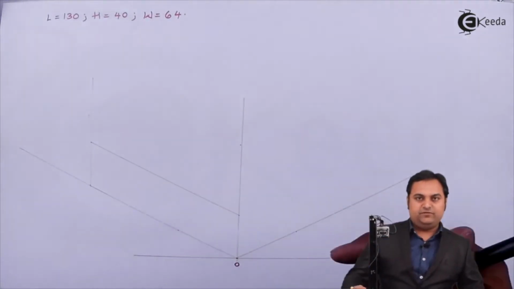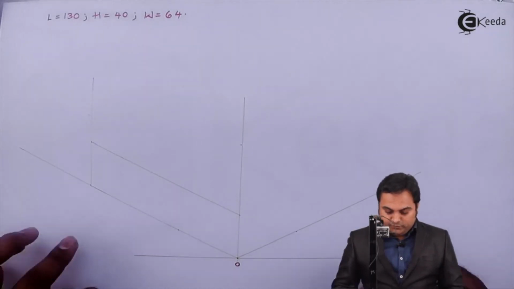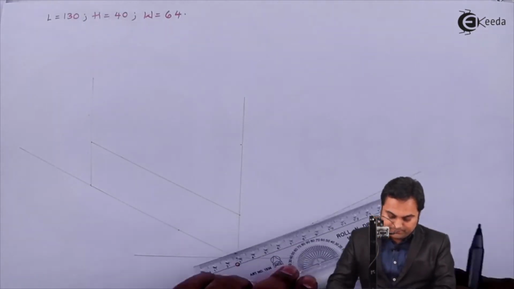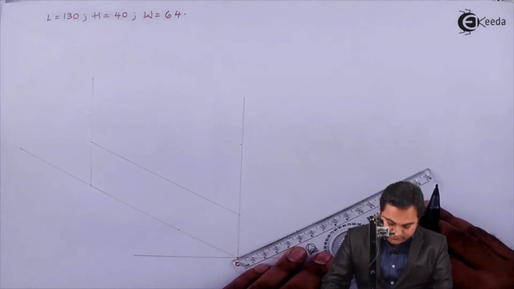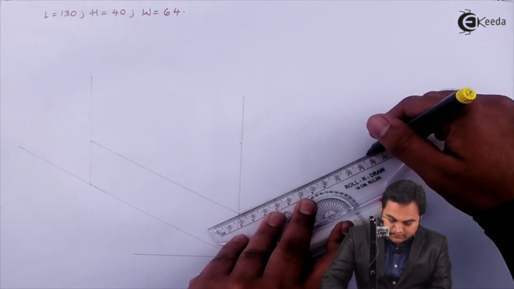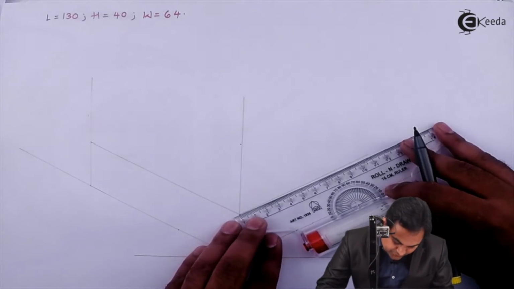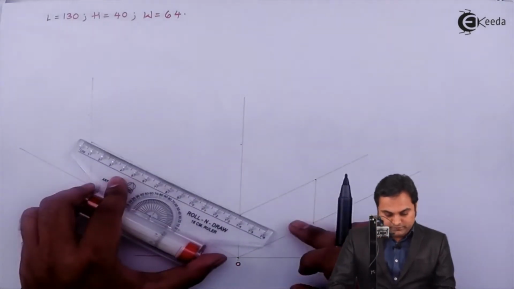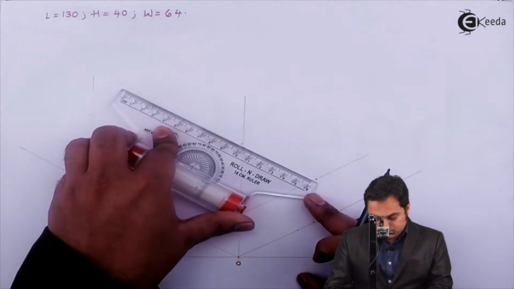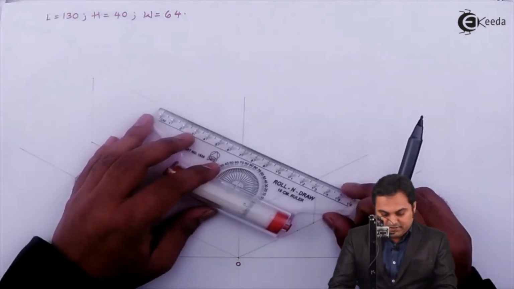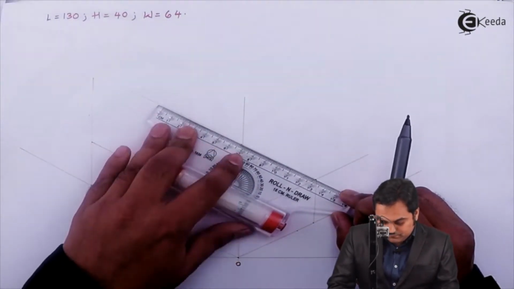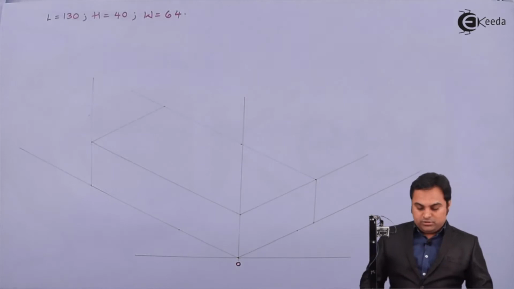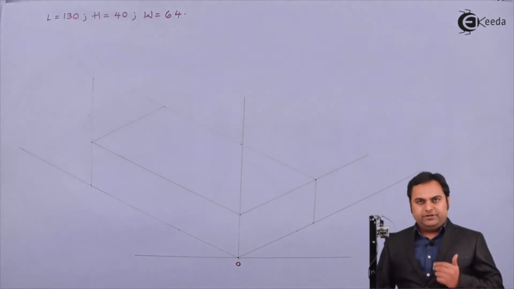Next, width is 64 mm. So if length is marked over this side, width should be here. Width is 64 mm. Then parallel to the width, I am drawing a light line, marking 64 mm over it as the width. Then parallel to the length, over this I am marking the length as 130 mm. So here is the rectangular block inside which I am going to draw the complete object.